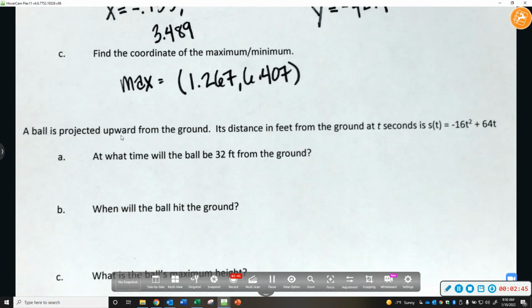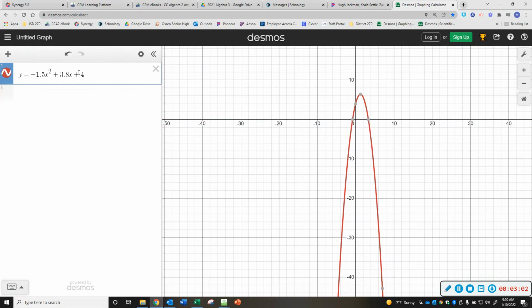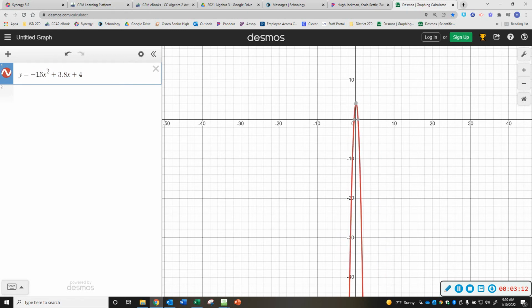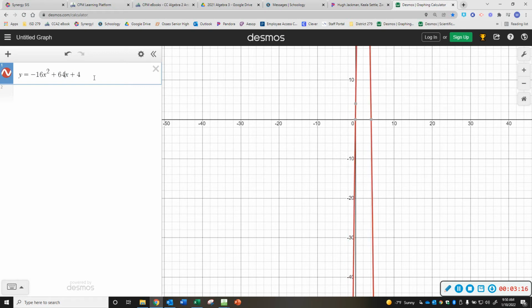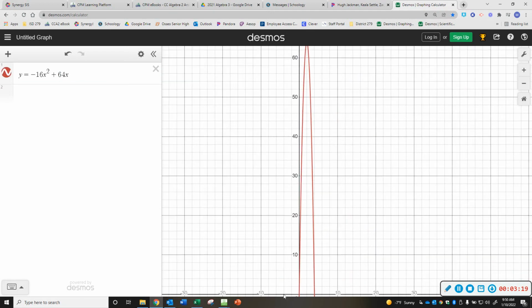So a ball is projected upward from the ground. Its distance in feet from the ground at t seconds is s of t equals negative 16t squared plus 64t. Okay? So that is the equation I am going to plug in. So we can get rid of these two, and you can change it to y and x. So negative 16x squared plus 64x is this.